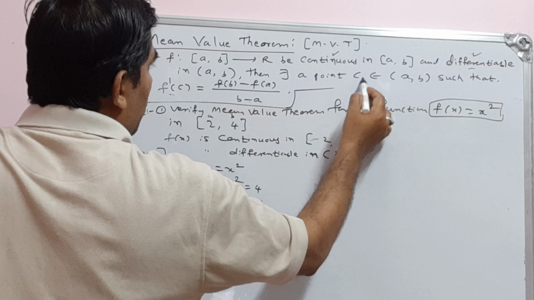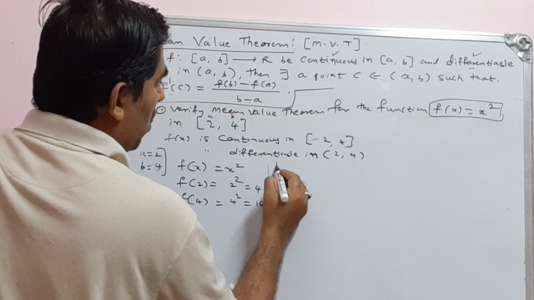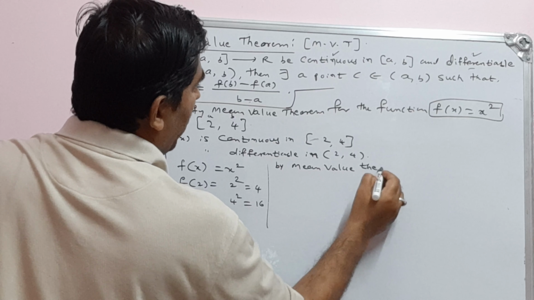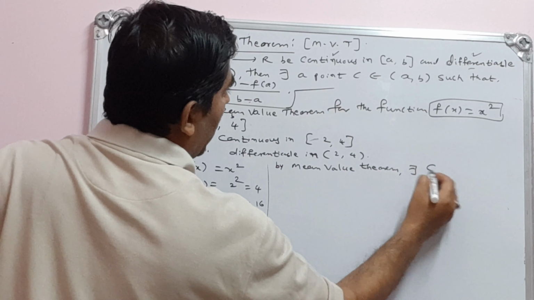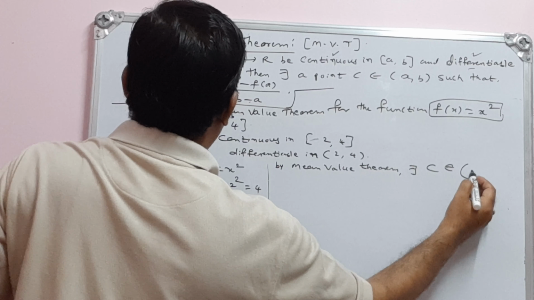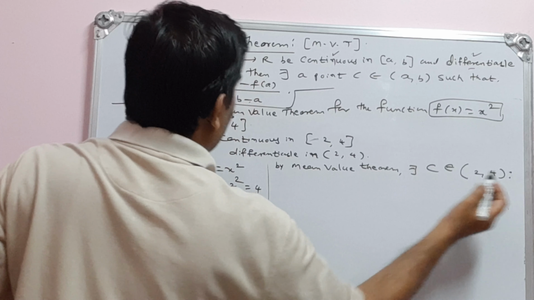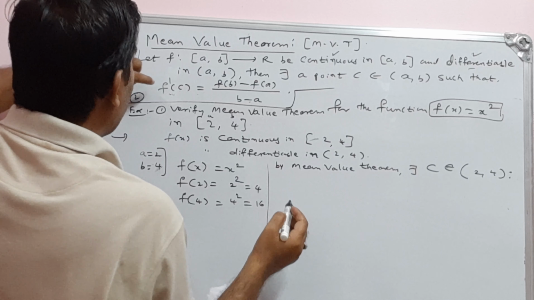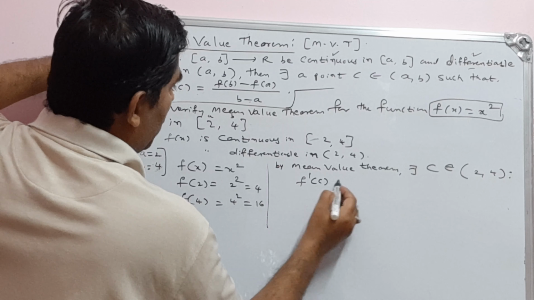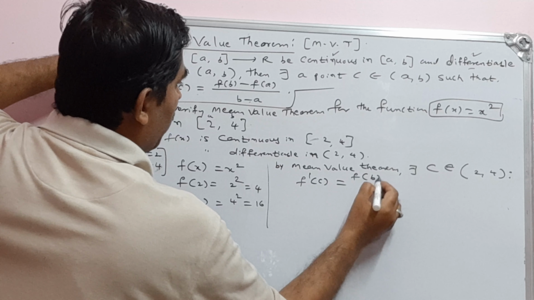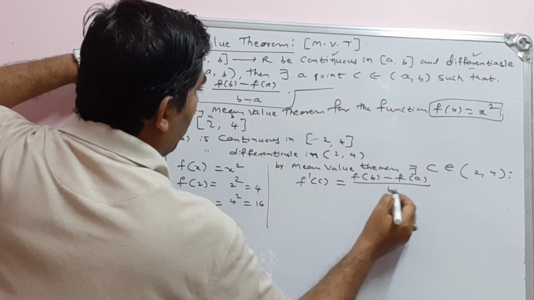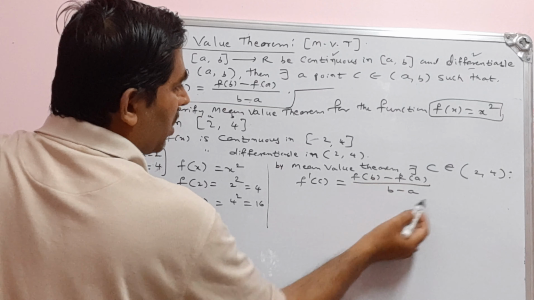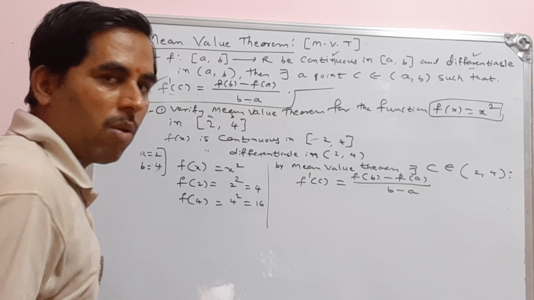Then by the mean value theorem, so we are verifying the mean value theorem, there exists a point c belonging to the open interval 2 comma 4 such that f dash c is equal to f of b minus f of a divided by b minus a. This is the slope of the secant, and this is the slope of the tangent to the curve at the given point.